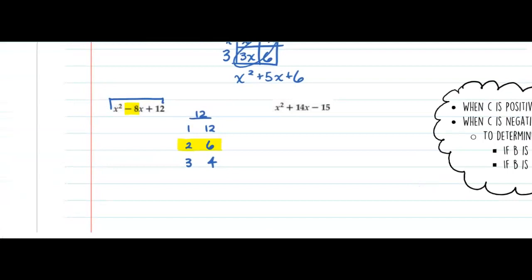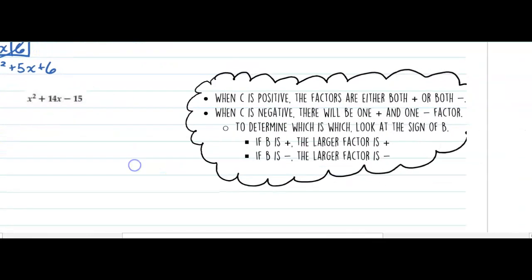Remember, when we're looking at a polynomial, the coefficient of the x squared term is a, the coefficient of the x term is b, and the constant is referred to as c. So when the constant is positive, the factors that we're looking for are either both positive or both negative.